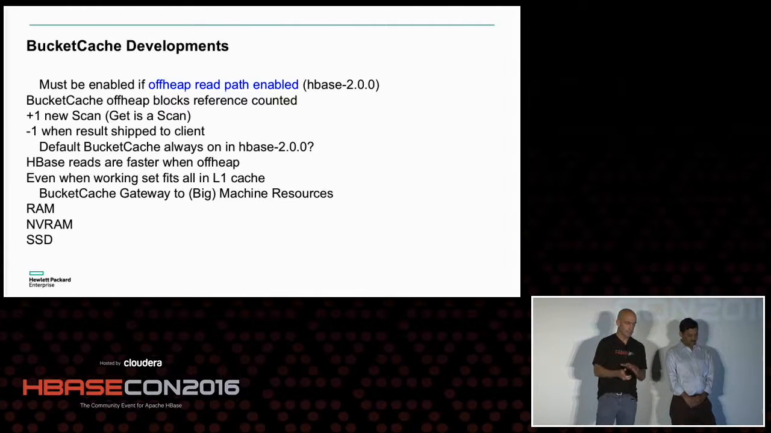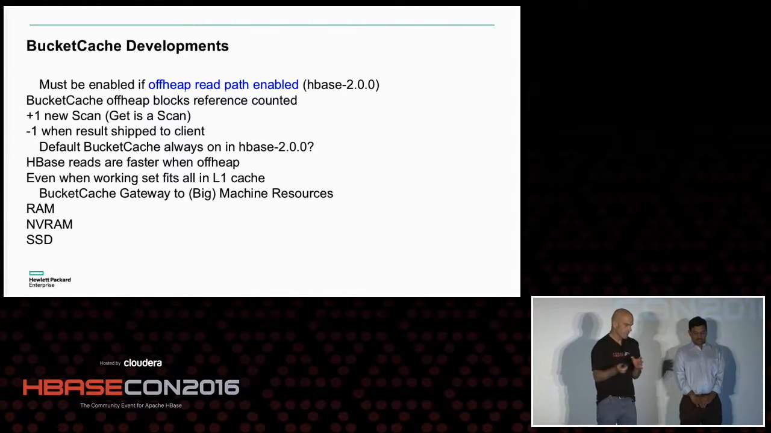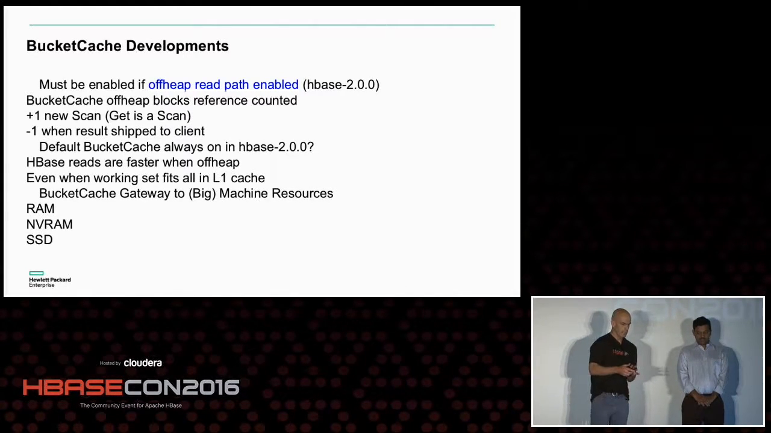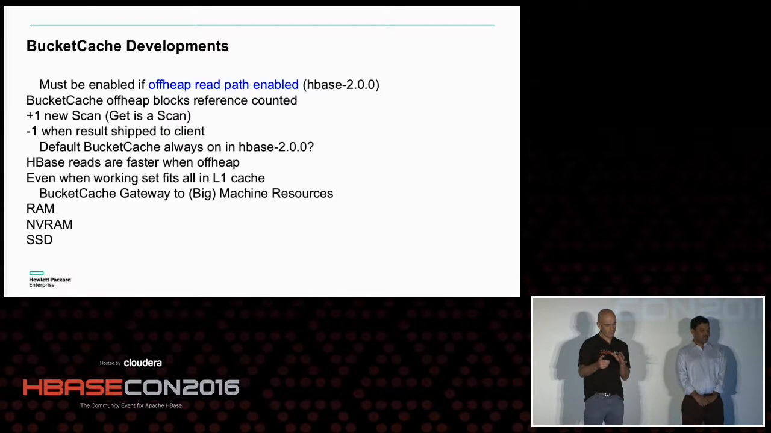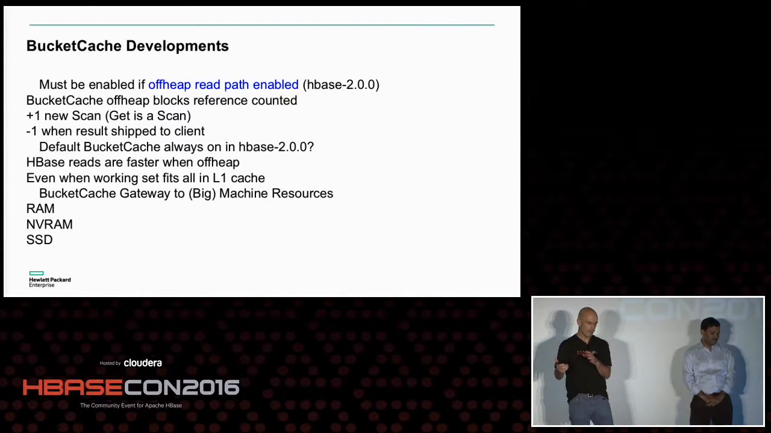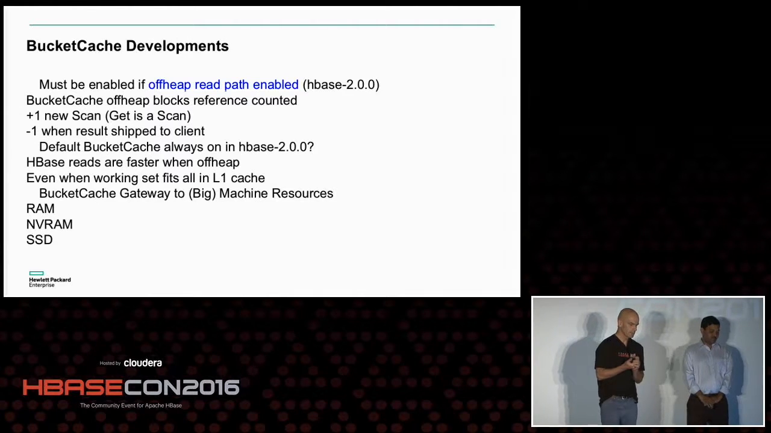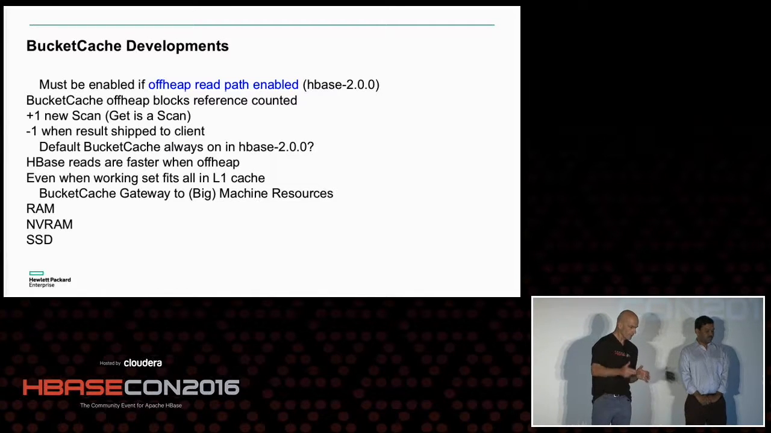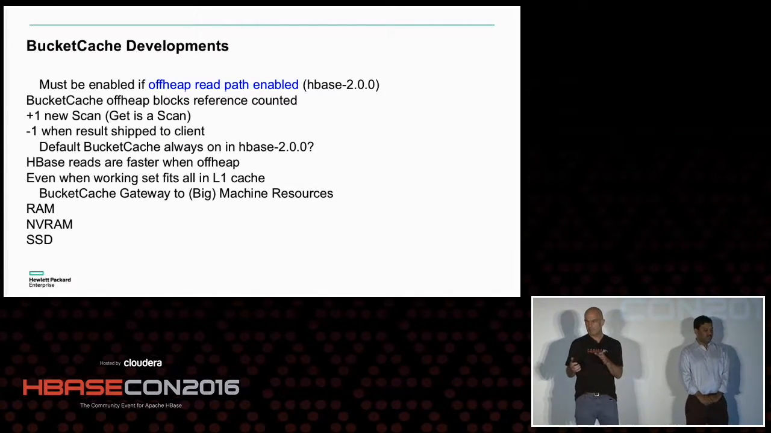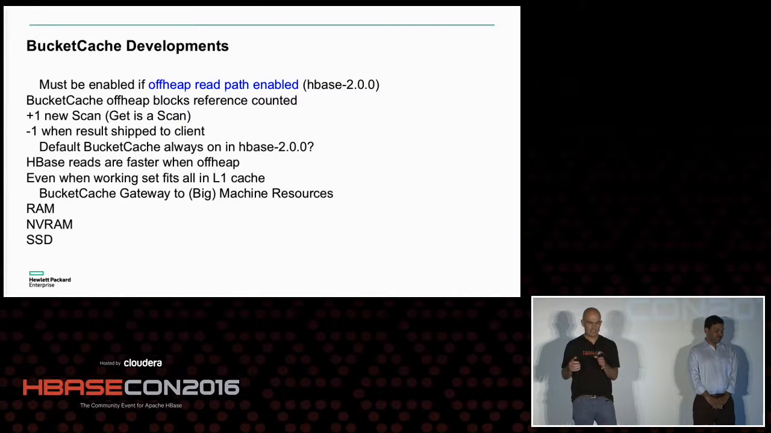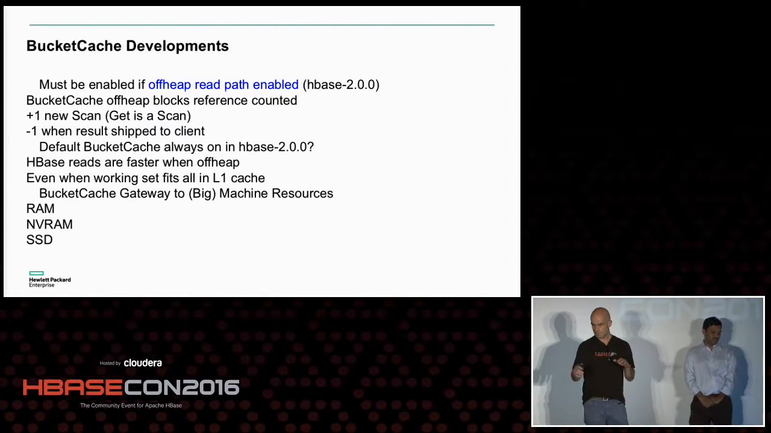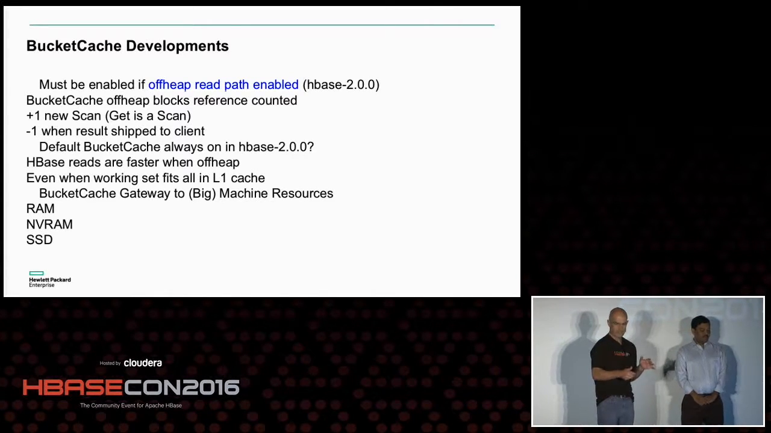Bucket Cache has been starting to come on strong, especially in HBase 2.0, where the off-heap read path work actually expects the off-heap bucket cache to be enabled, because it does ref counting against it, so it saves copies. And we're talking about maybe even having the bucket cache enabled by default in 2.0, because especially with the off-heap read path enabled, things are smoother GC-wise, but they also just run faster.